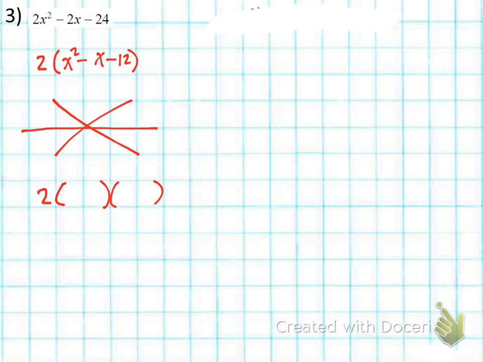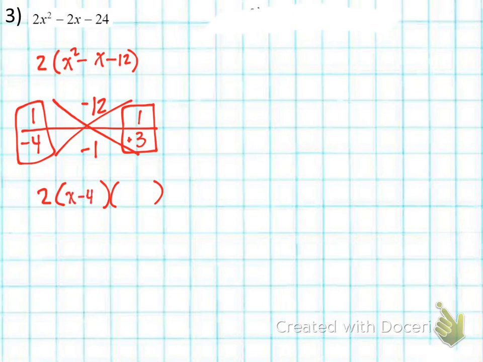This example, so you should have a 1, 1, negative 12, negative 1. So you're going to have negative 4 and positive 3 as your two factors. So we got x minus 4 and x plus 3. Okay? And that's it. So if you had a 1x, some of you put like 1x plus 4, 1x minus 3. That's okay, but you should take out the 1, okay?